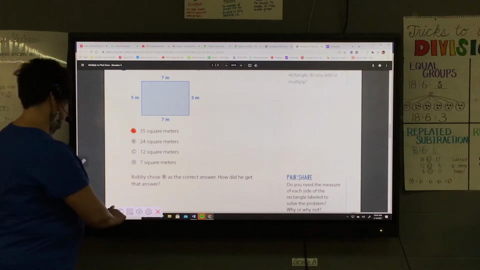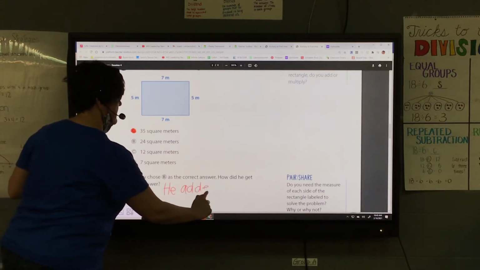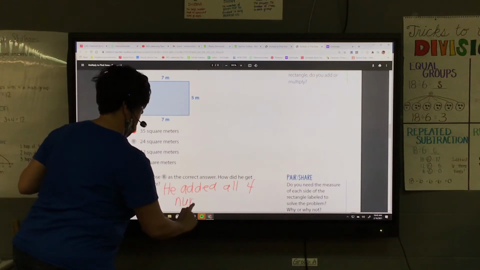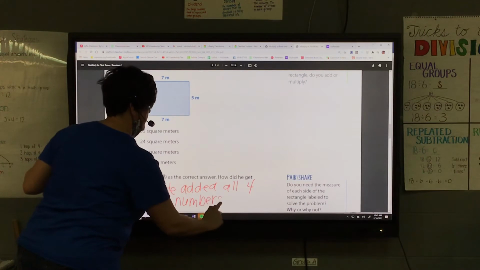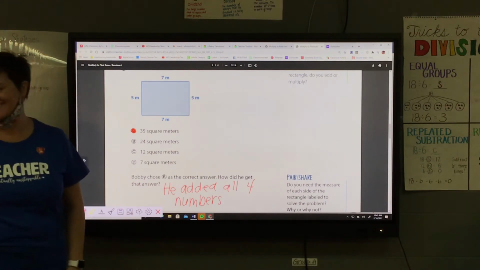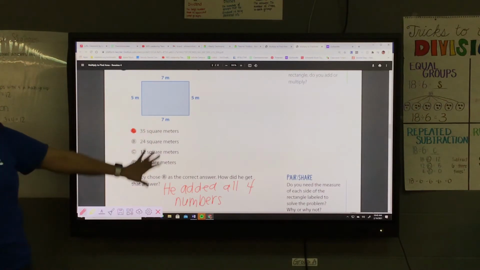How did he get that answer? He added all 4 numbers. That's not what you do when you're finding the area, is it? Maybe Bobby doesn't know how to multiply. Second. Or first. Or kindergarten. Maybe. All right, we got it?